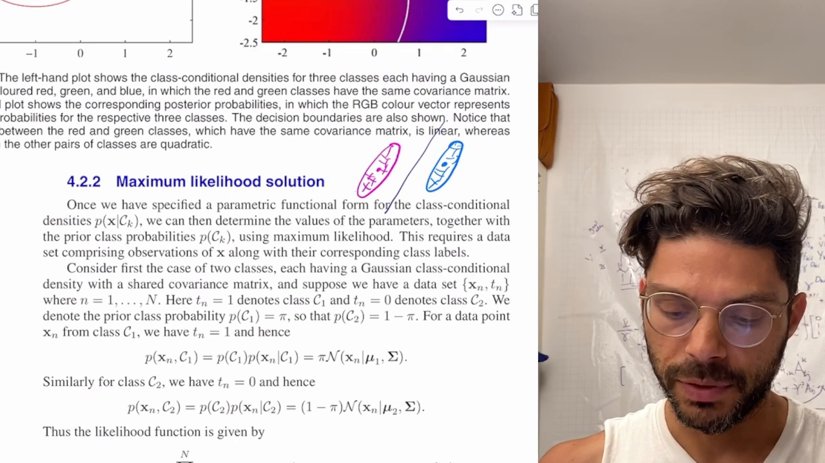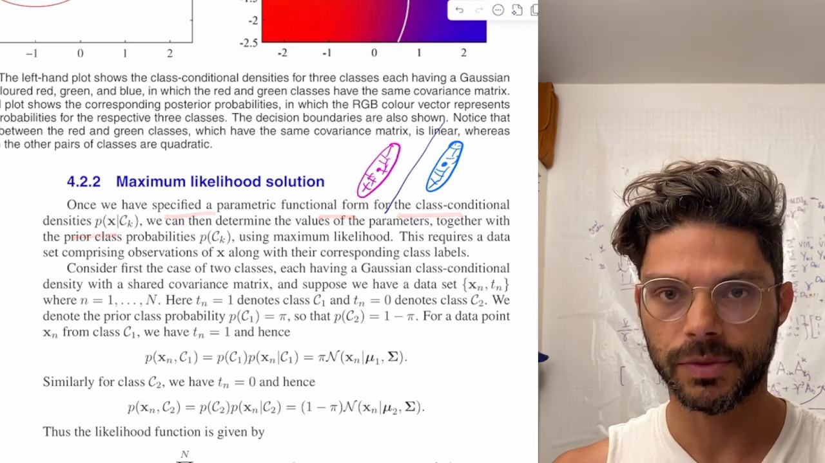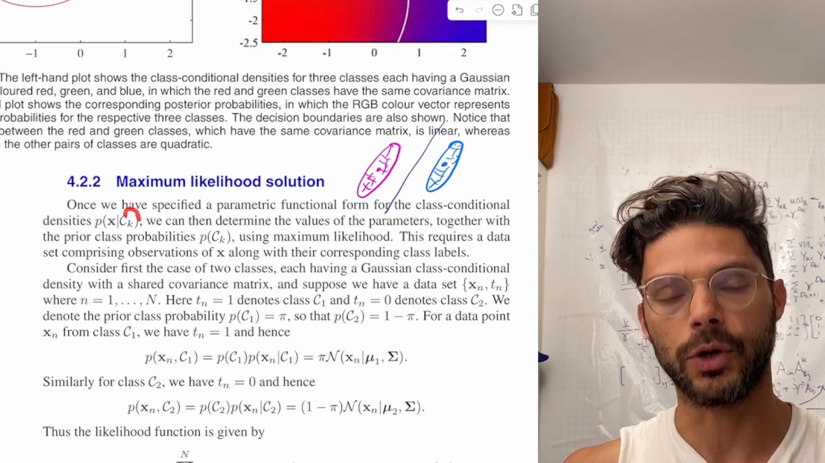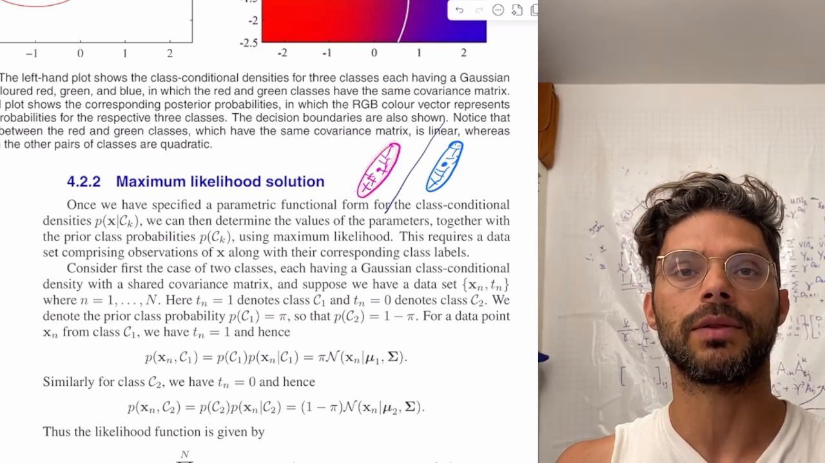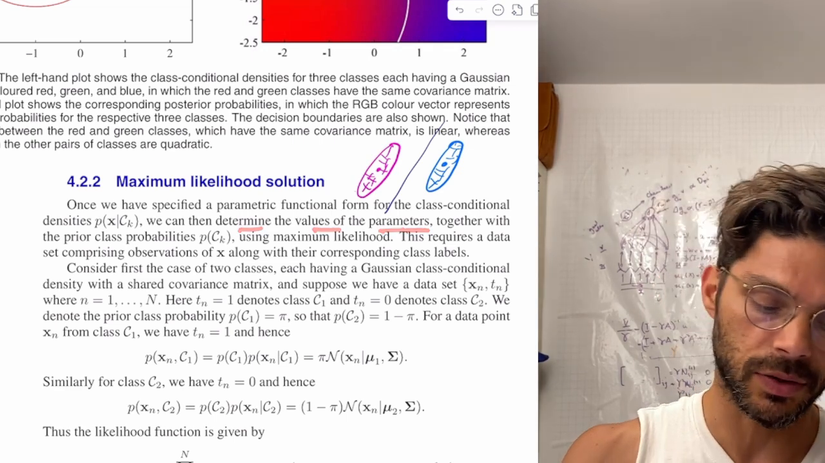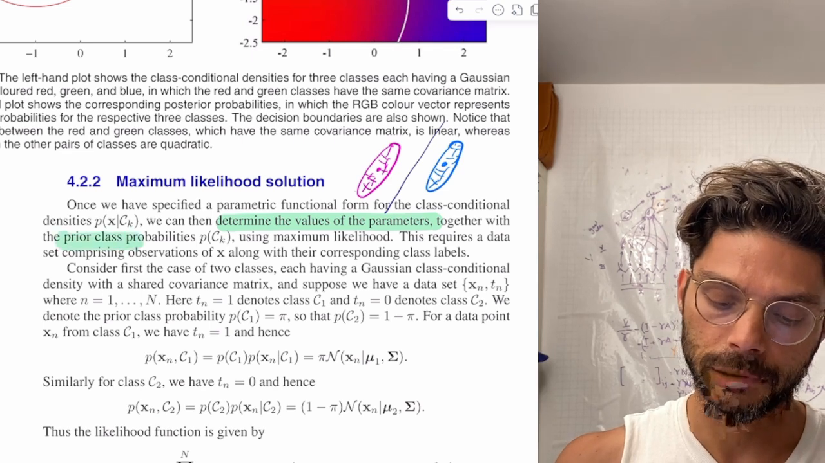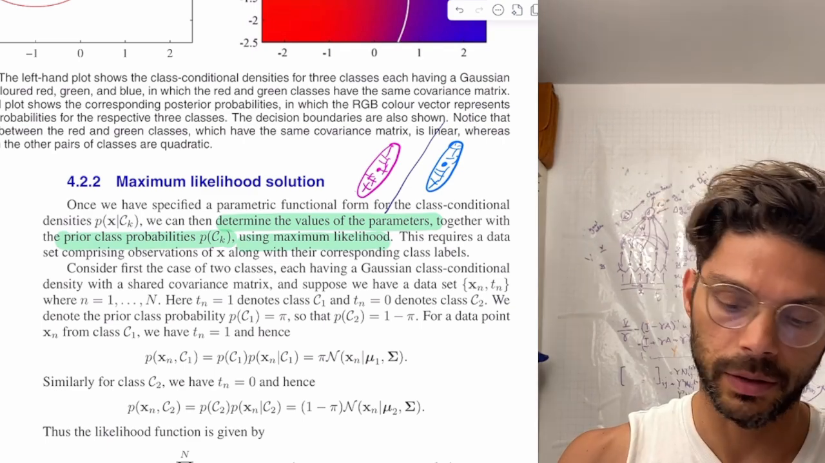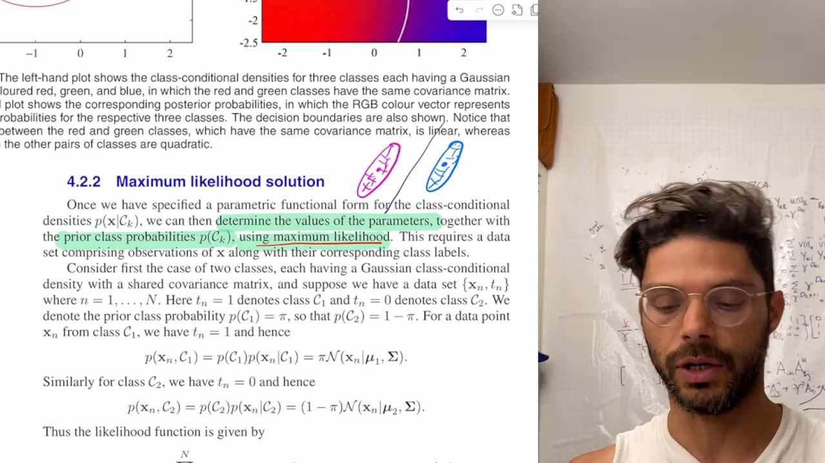Okay, so he says, once we have specified a parametric functional form for the class conditional densities, remember what that meant? We're given the probability of a data point when you know that it comes from one of the classes. For example, the case we're talking about, it's multivariate Gaussian. We can then determine the values of the parameters, so that's what we're going to be doing today, together with the class prior probabilities using maximum likelihood. Okay, so one of our favorite tools, maximum likelihood, because it's easy and often gives very intuitive answers.